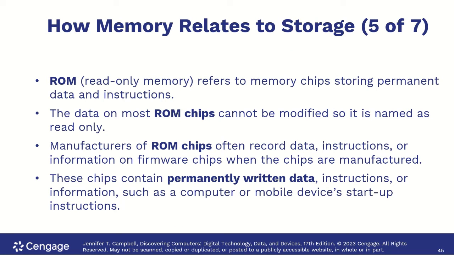Now, what is ROM? ROM is read-only memory. It refers to memory chips storing permanent data and instructions. The data on most ROM chips cannot be modified, so that's why it is called read-only. Manufacturers of ROM chips often record data, instructions, or information on firmware chips when the chips are manufactured. These chips contain permanently written data.